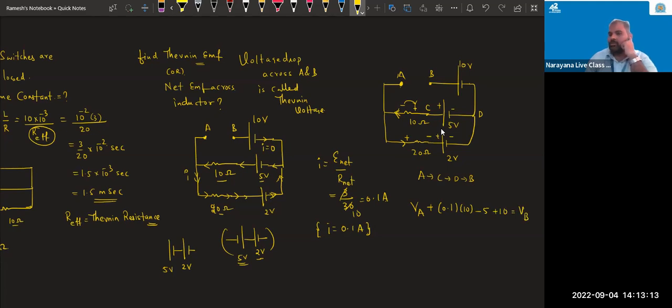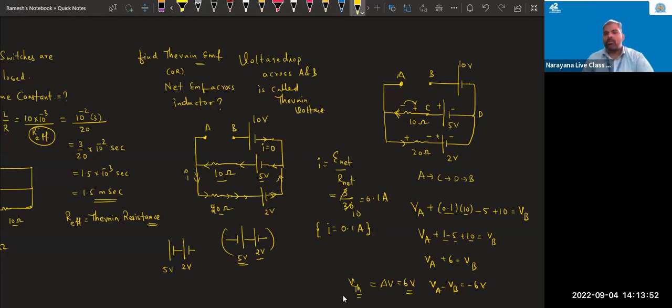So VA plus 0.1 into 10, how much? 1, minus 5, plus 10 equal to VB. So VA, 1 minus 5 means what? Minus 4. 10 minus 4 means what? 6, na? So VA minus VB value how much? Minus 6 volt. I mean the potential difference across the battery is how much? 6 volt only, na? That is called Thevenin EMF. I hope you understood very well.